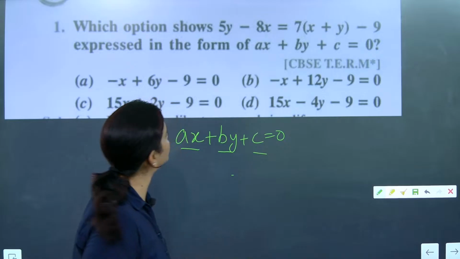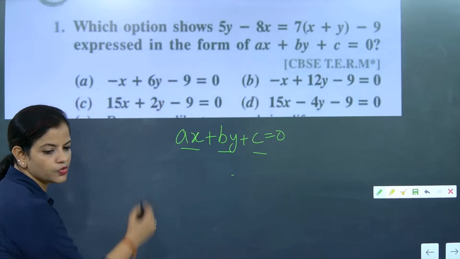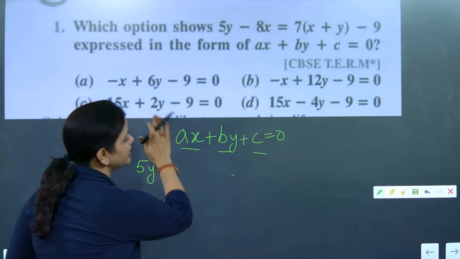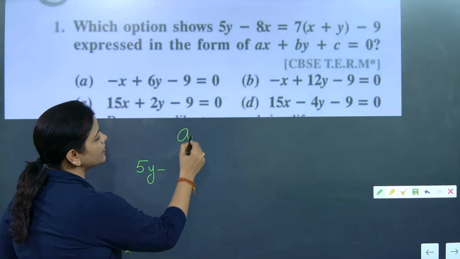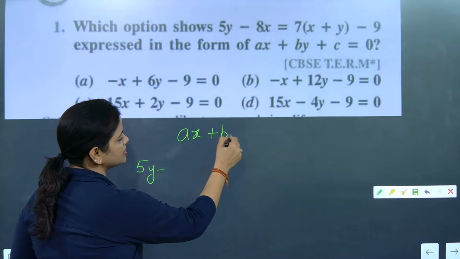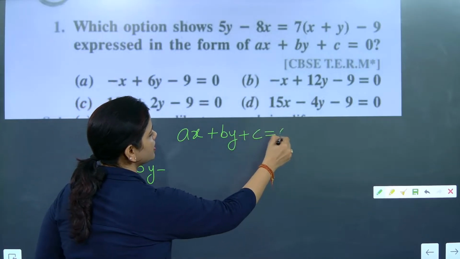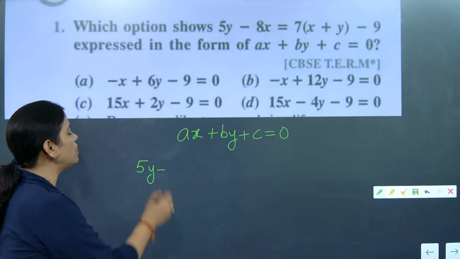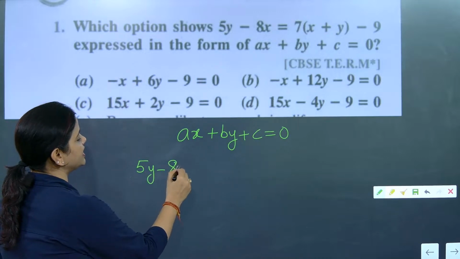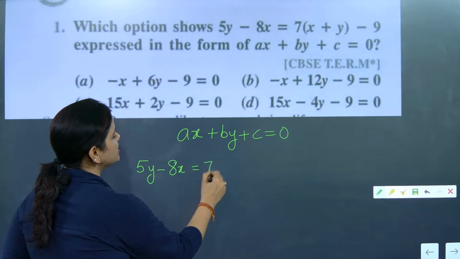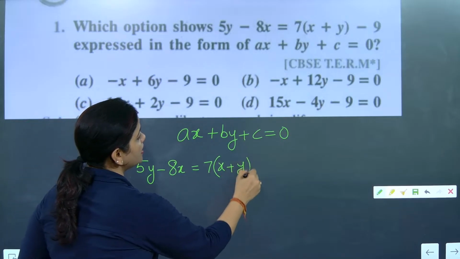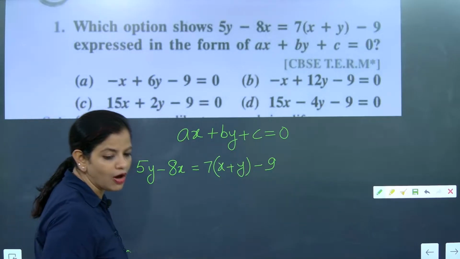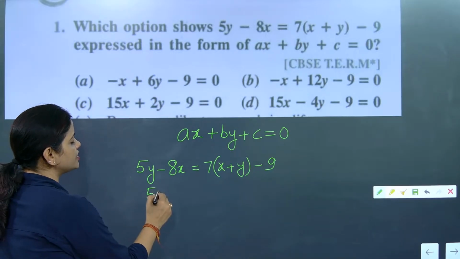Absolutely correct. Now we are going to solve this question. Let's start this question, please. Come on, start solving. We have to present this in linear equation format. Our linear equation format is ax plus by plus c equal to 0. Now 5y minus 8x equal to 7(x plus y) minus 9. So this is an equation given to you. First we will solve this equation. How will we solve this equation, beta?